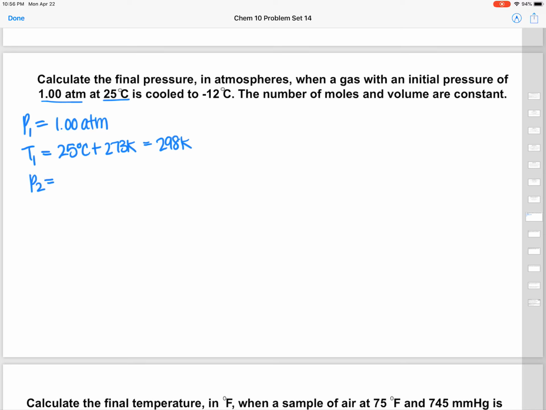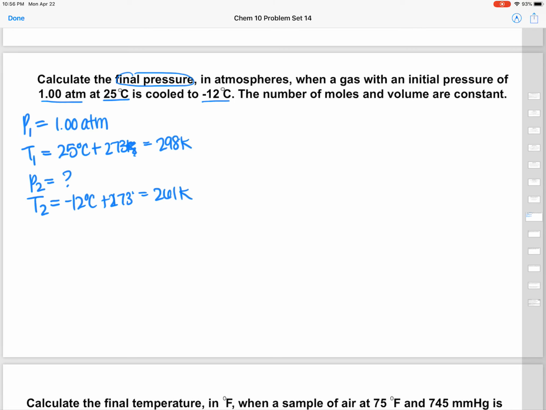Our P2, our final pressure, is actually what they're asking us for. So that's going to be what we're solving for in our equation. And our final temperature is negative 12 degrees Celsius. Same thing there, add 273, and that gives us 261 Kelvin.